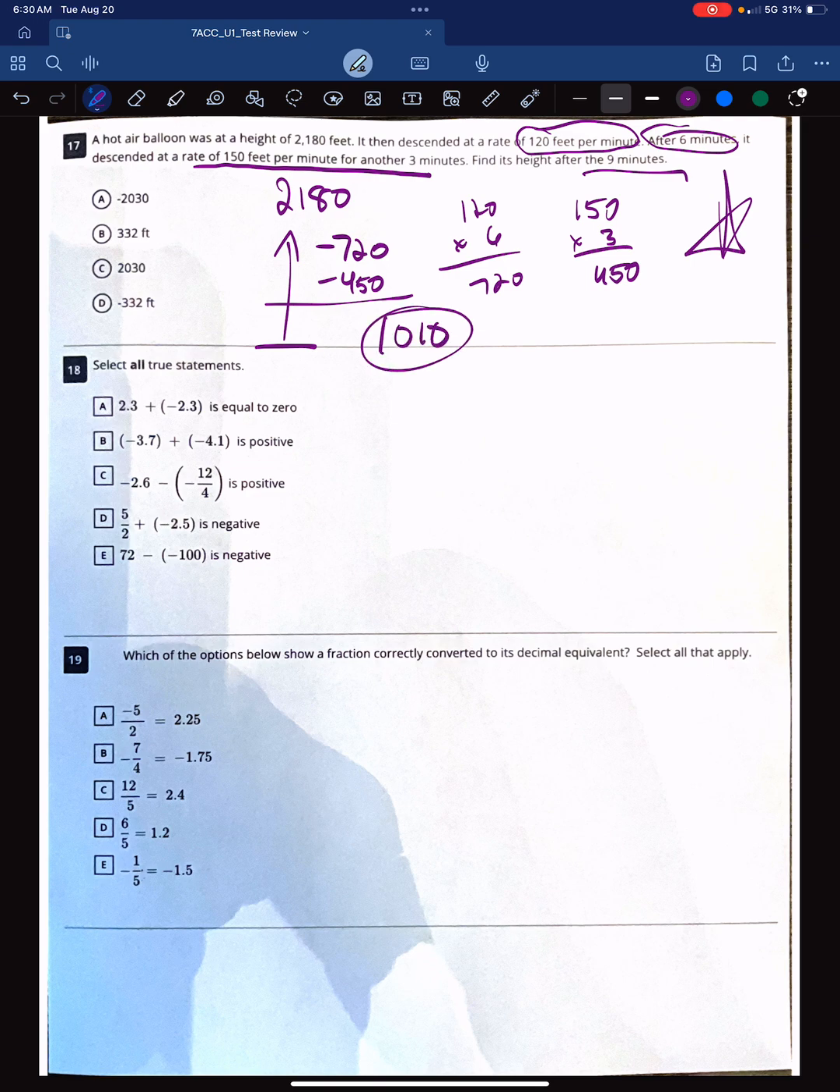This is the answer. But as you can see, it's not there. So that's why this question is a little bogus. The correct answer is 1,010 feet, and clearly there's nothing there, so don't select anything. Just work out the problem and make sure you get 1,010, okay?